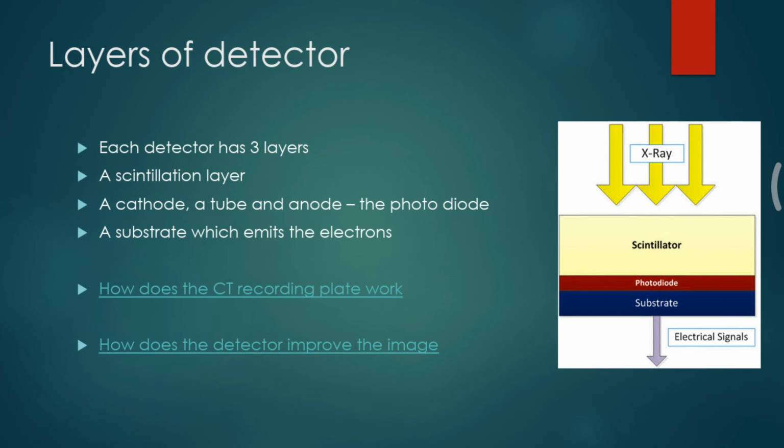So what you have is the X-ray comes and hits the detector plate, and it comes out as electrical signals. So let's look into how the CT recording plate works.